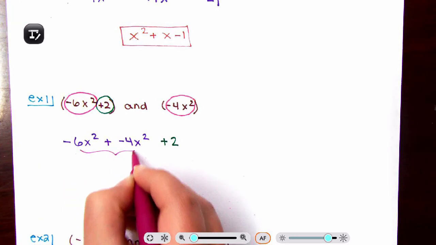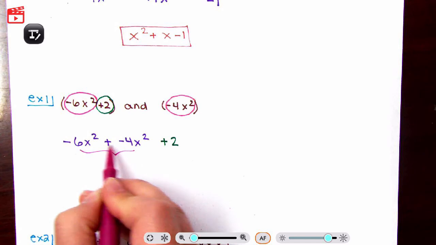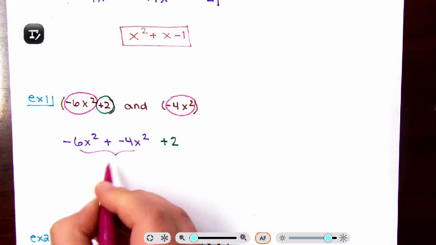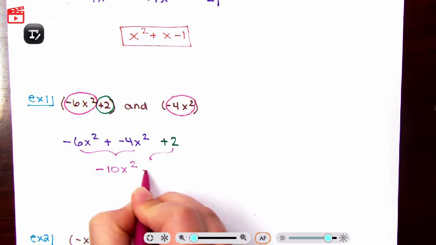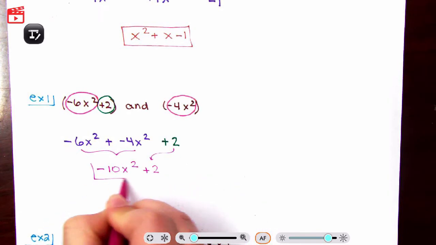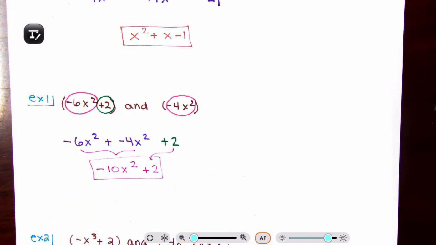Combining these two terms horizontally, I have a negative 6x squared and a negative 4x squared. That means I have a negative 10x squared. And we're going to bring this down for our final answer since we cannot have anything to combine with a positive 2.